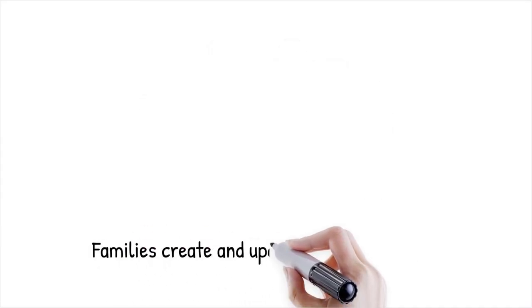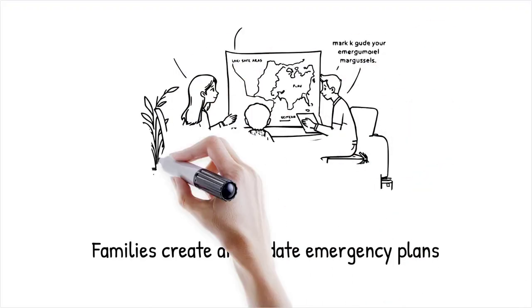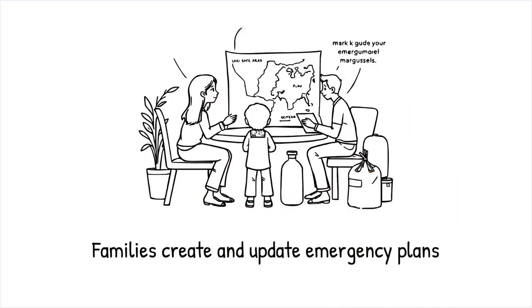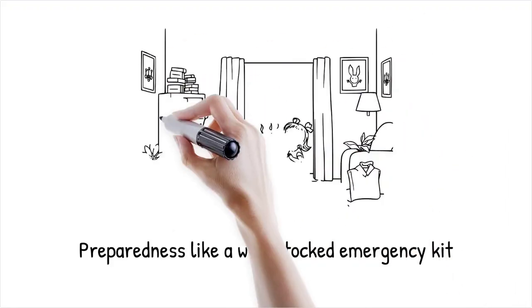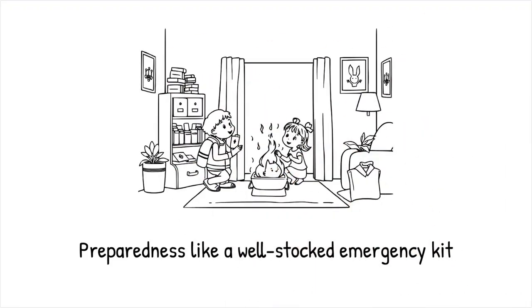For example, families may create and regularly update a comprehensive emergency plan that includes designated safe areas, communication strategies, and decontamination procedures. It's like having a well-stocked emergency kit and a practiced fire drill at home. Being prepared for the worst ensures you can respond calmly and effectively when needed.